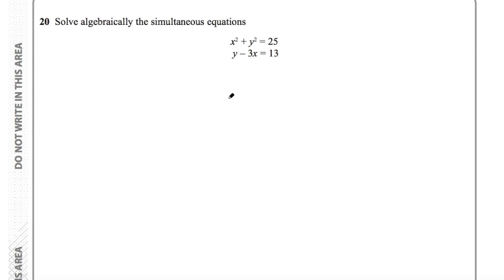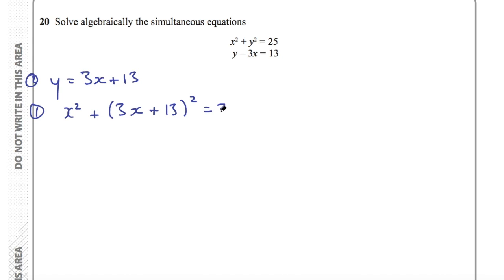So if we take that second equation, rearrange it so that y equals 3x plus 13, we can substitute that y value into the first equation, and we can solve for x. So let's take this equation. This is the second equation, substitute it into the first one, and we get x squared plus (3x plus 13) squared equals 25. And then we can expand that out and then simplify.